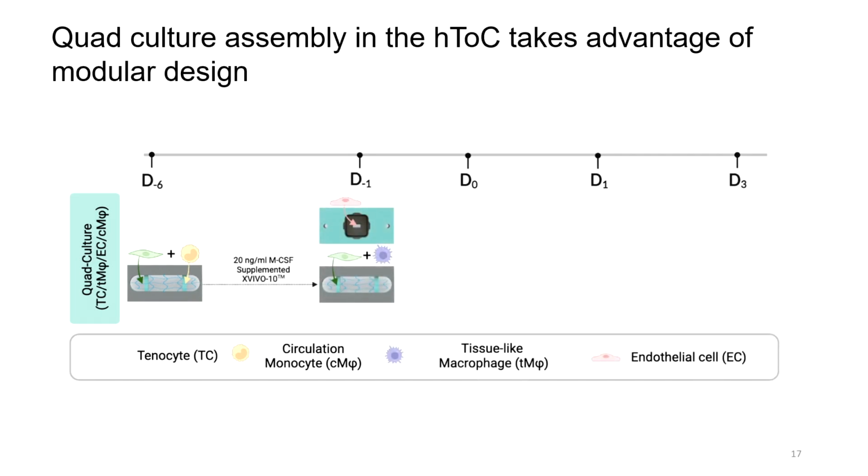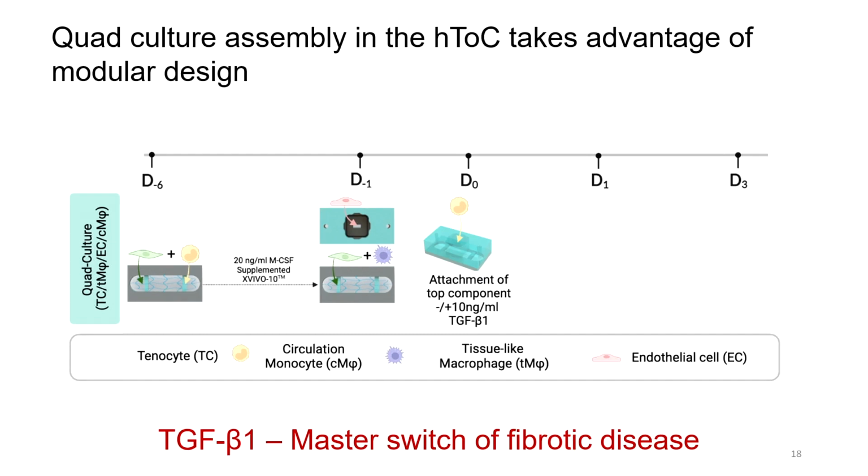And then on the 6th day, we also introduce endothelial cells onto the top component. This step is done independently because we want the cells to reach confluency before touching the tissue construct. After those 24 hours, we attach the top and bottom components, and this is where the magic starts to happen. So we introduce freshly isolated monocytes on top of the endothelial cells, and that is mimicking the arrival of immune cells to the site of injury.